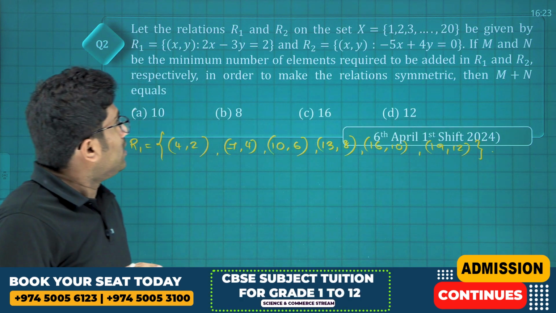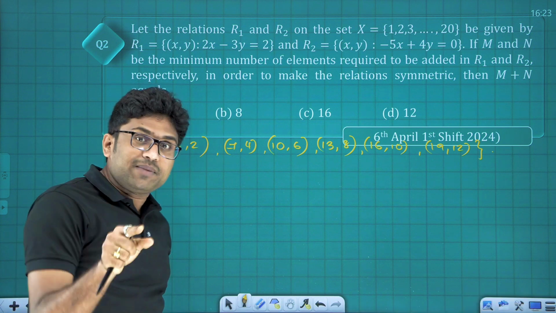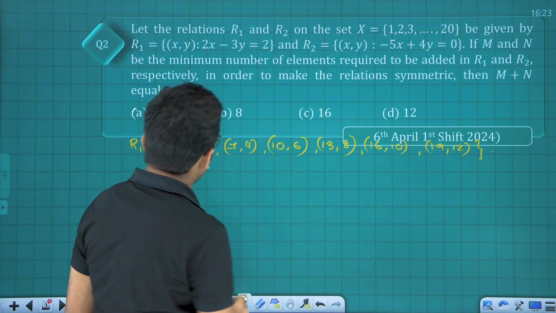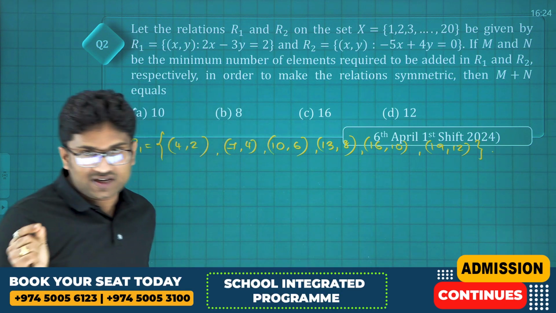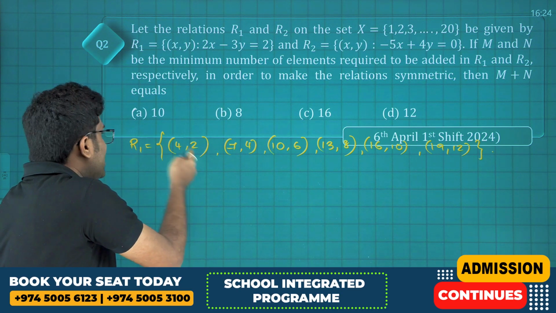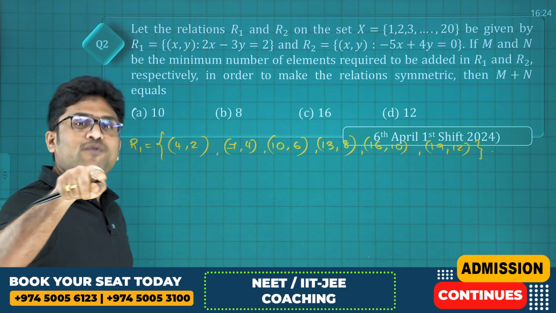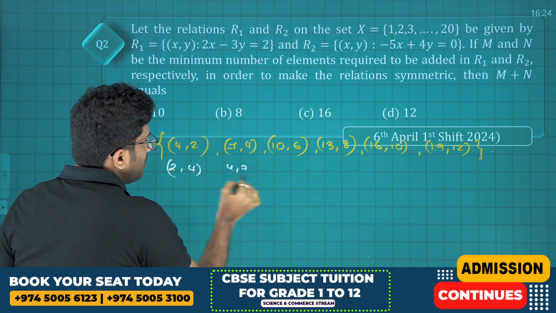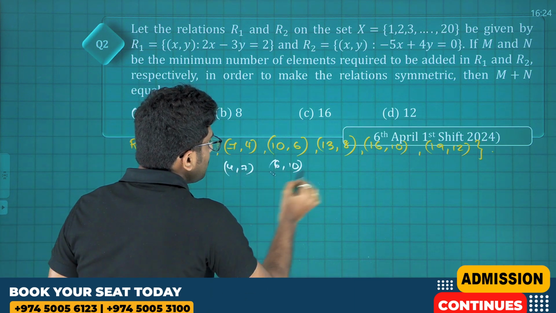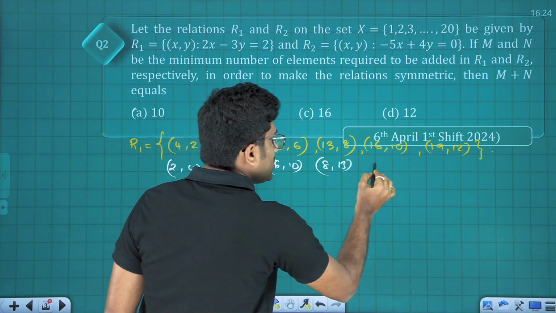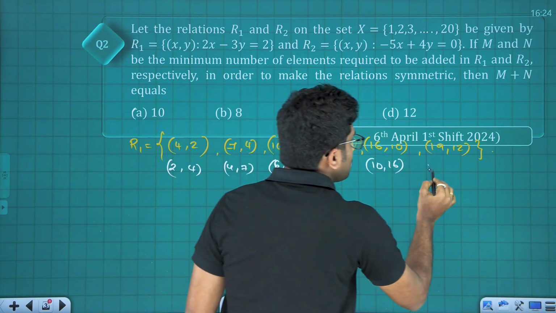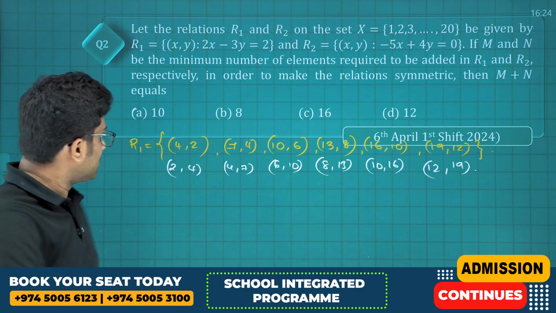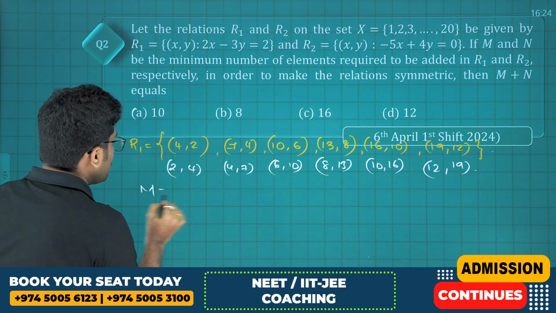Clear. Now, there are capital M elements to be added to R1 to make it symmetric, the minimum number of elements. That means to make it symmetric, friends, if 4 comma 2 is in R1, then 2 comma 4 should be added, correct? So we have to add 2 comma 4, 4 comma 7, 6 comma 10, 8 comma 13, 10 comma 16, and 12 comma 19. So how many elements have we added? 6 elements. So capital M is equal to 6.